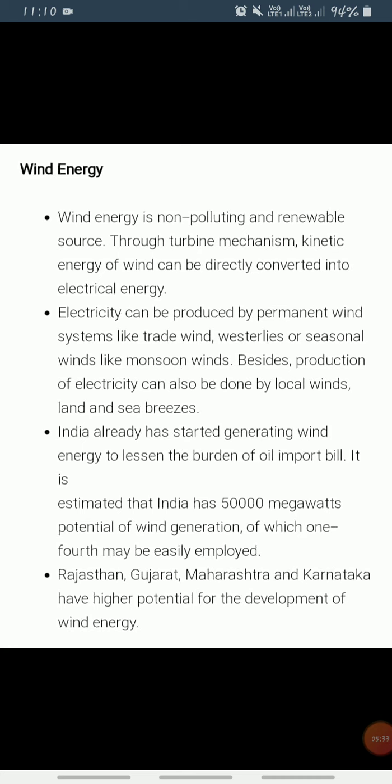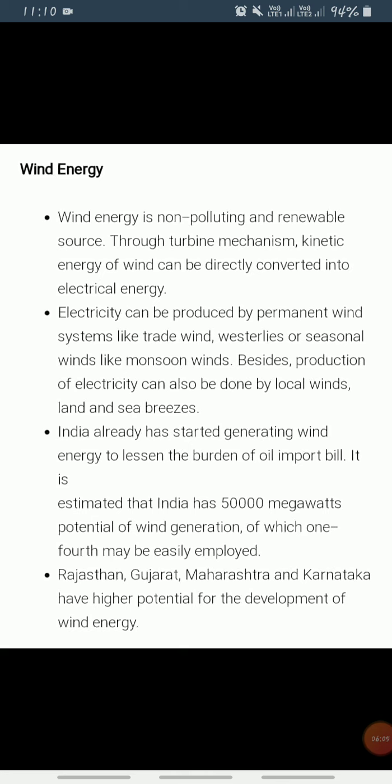India has already started generating wind energy, and it has an ambitious program to install 250 wind driven turbines with a total capacity of 45 megawatts spread over 12 suitable locations, especially in coastal areas. The Ministry of Non-Conventional Sources of Energy is developing wind energy in India to lessen the burden of the oil import bill.